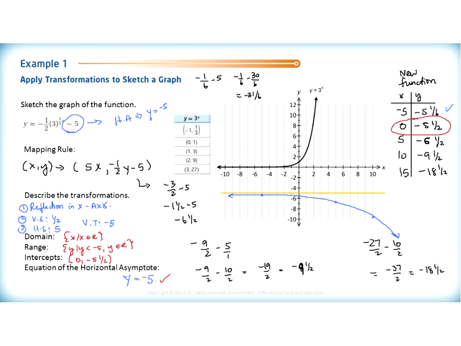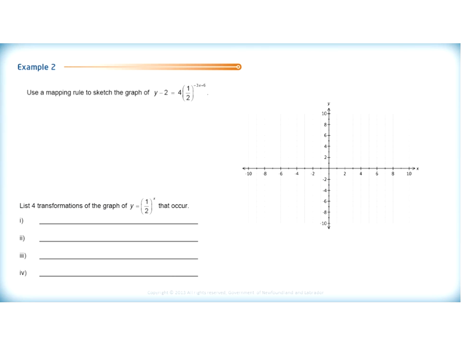Of course, you could have also found the y-intercept by letting x equal 0 in this equation. And of course, if you let x equal 0, you would also get y to be equal to negative 5.5 as well. Okay, there's one example. Let's have a look at another one.